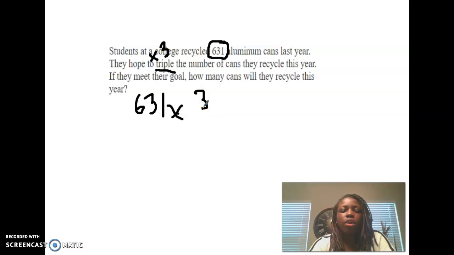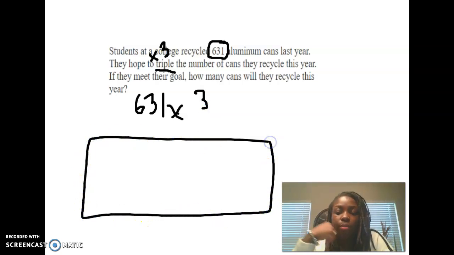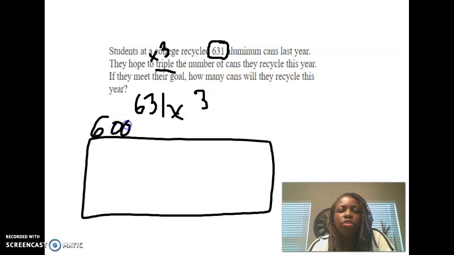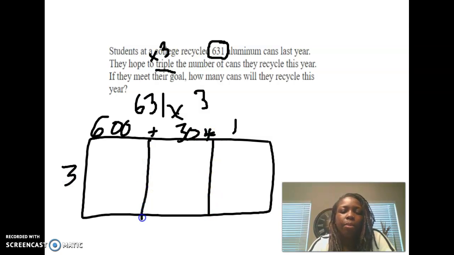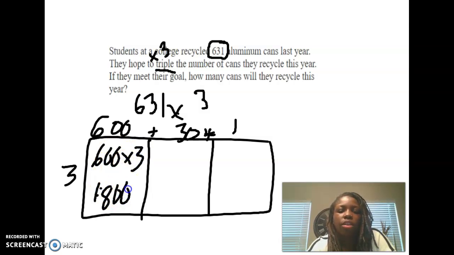Okay, so I'm going to do my area model with this problem. So I'm going to break it apart: 600 plus 30 plus 1, and then 3 on the side. Now, when I solve inside of here, remember, what multiplication problem goes in this first box right here? Good, 600 times 3, and 600 times 3 is 1800.